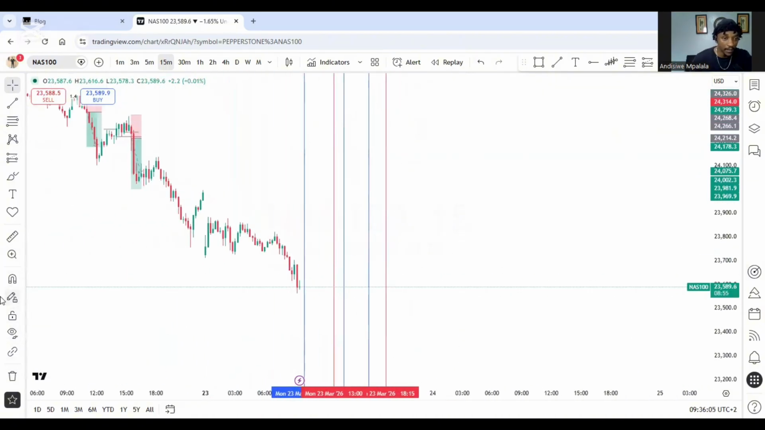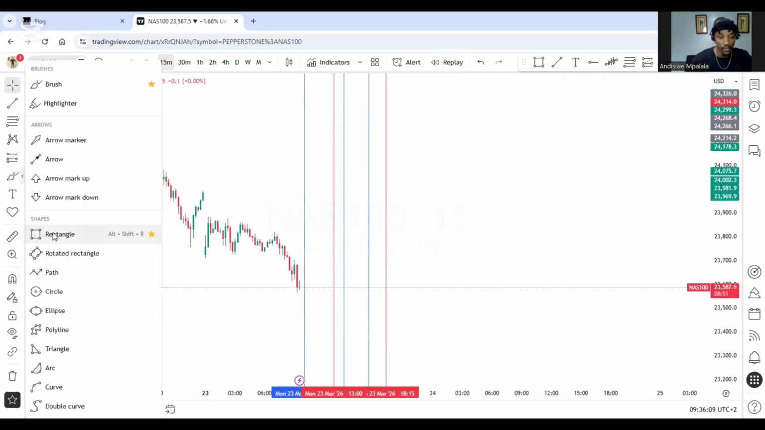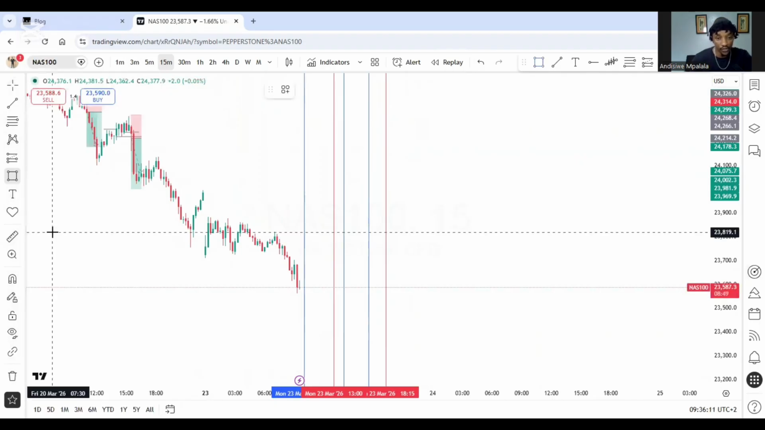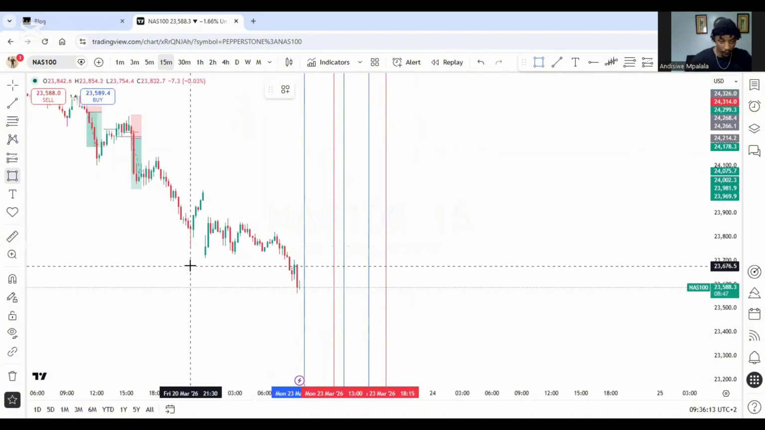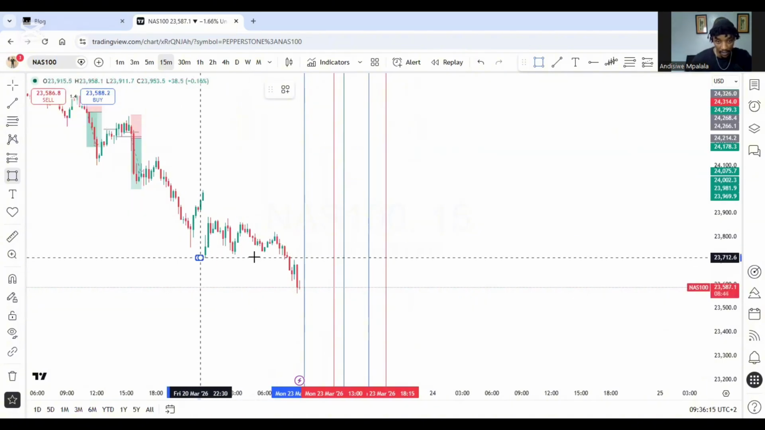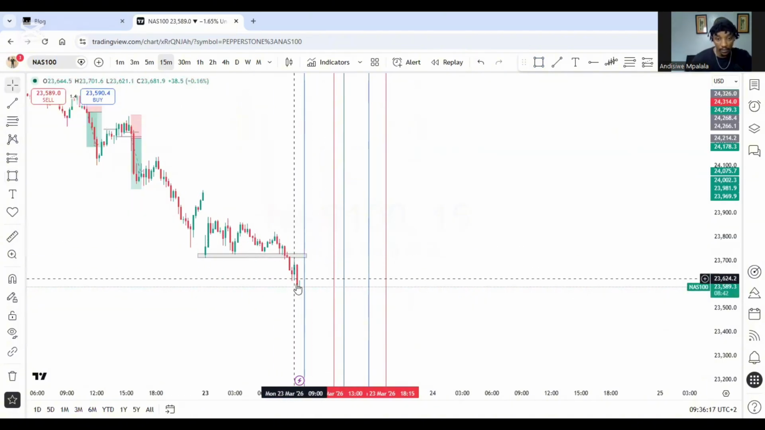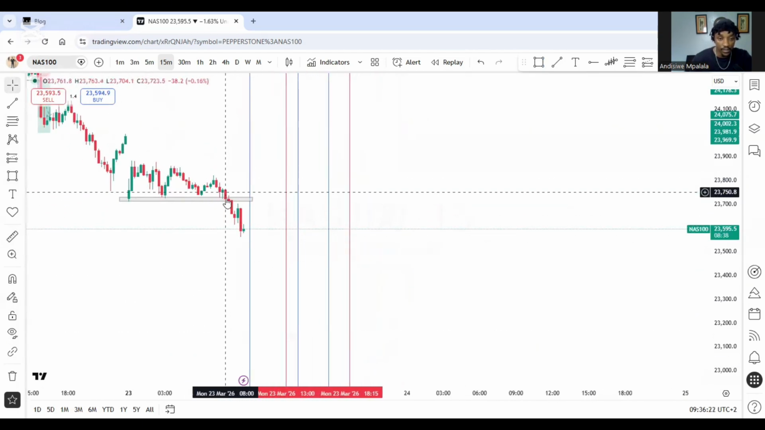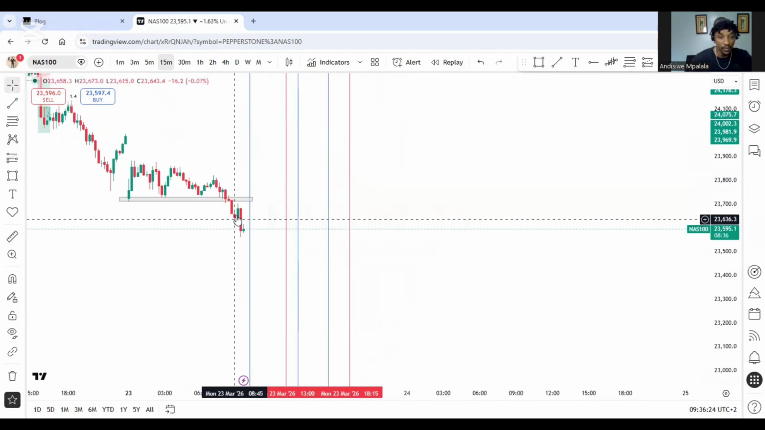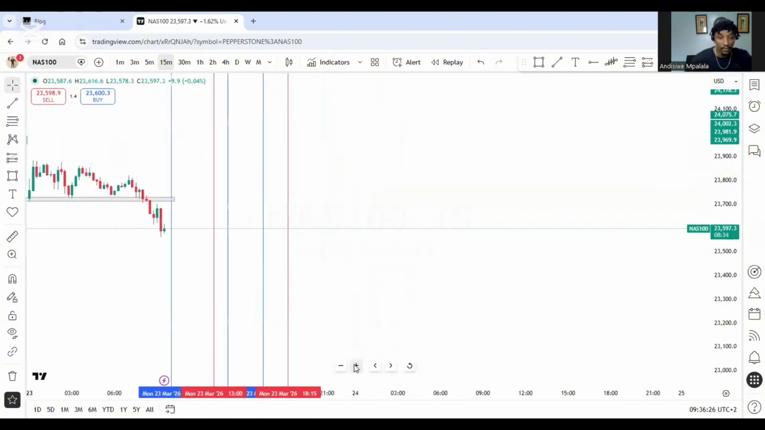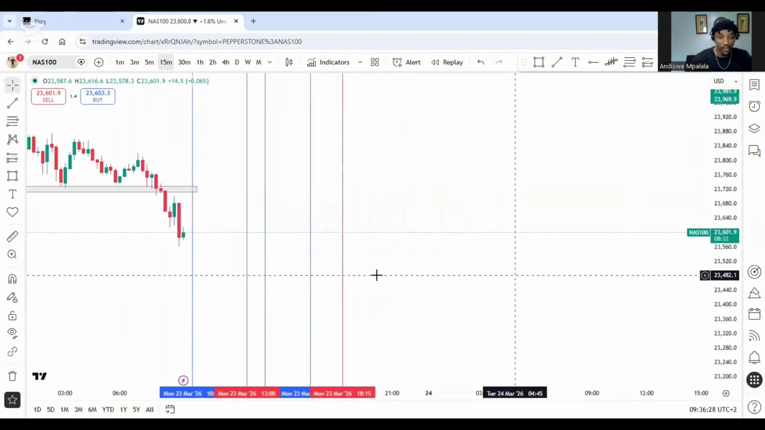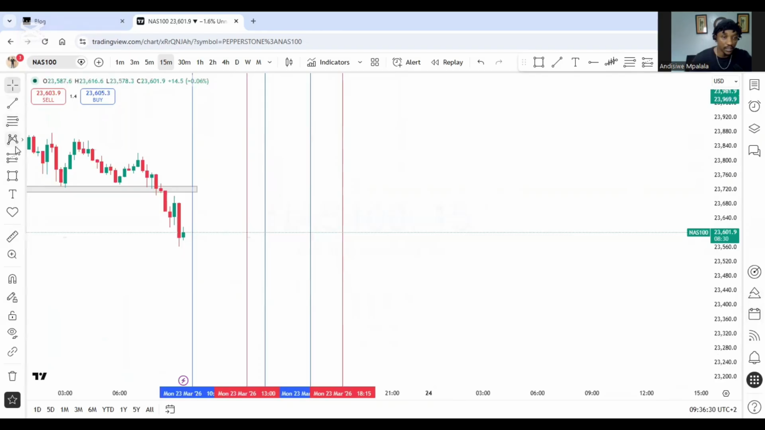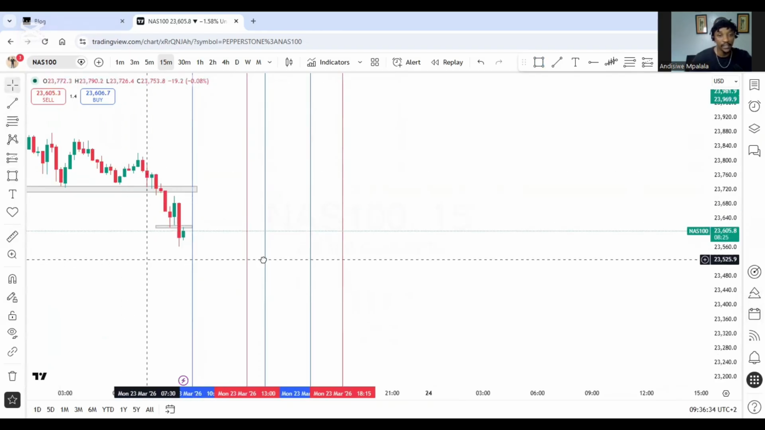Let's mark out some areas that we feel are significant for price to reach or react to. The first thing we're going to mark up is this breakout over here. This is a break of structure, and price breaks structure with some nice bearish candles. We see price retesting the structure, which is a good thing, and we see this 15-minute candle breaking these lows right here.